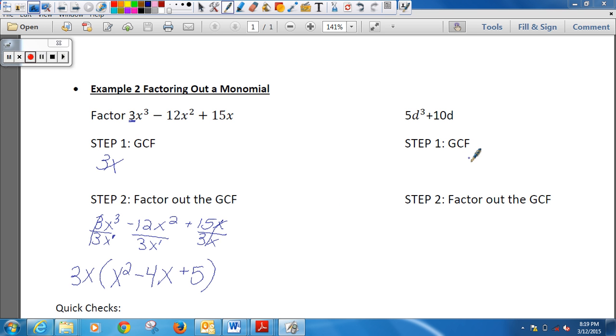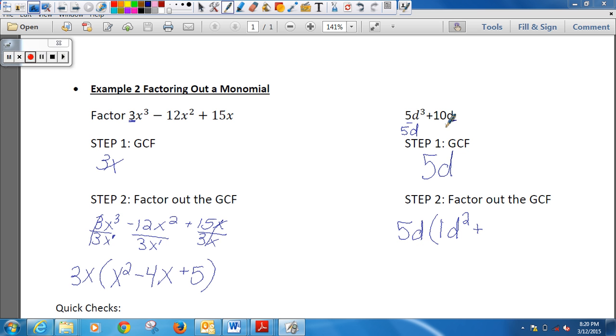Let's go ahead and look at our second example here. My smallest number is 5. 5 goes into 10, so my number is going to be 5. This one only has 1 d, so that's the most I can take out, so my GCF is 5d. I'm going to factor that out. Remember, that means I'm dividing each part by it. So 5 divided by 5 is 1. D cubed divided by d is d squared because I subtract the exponent.